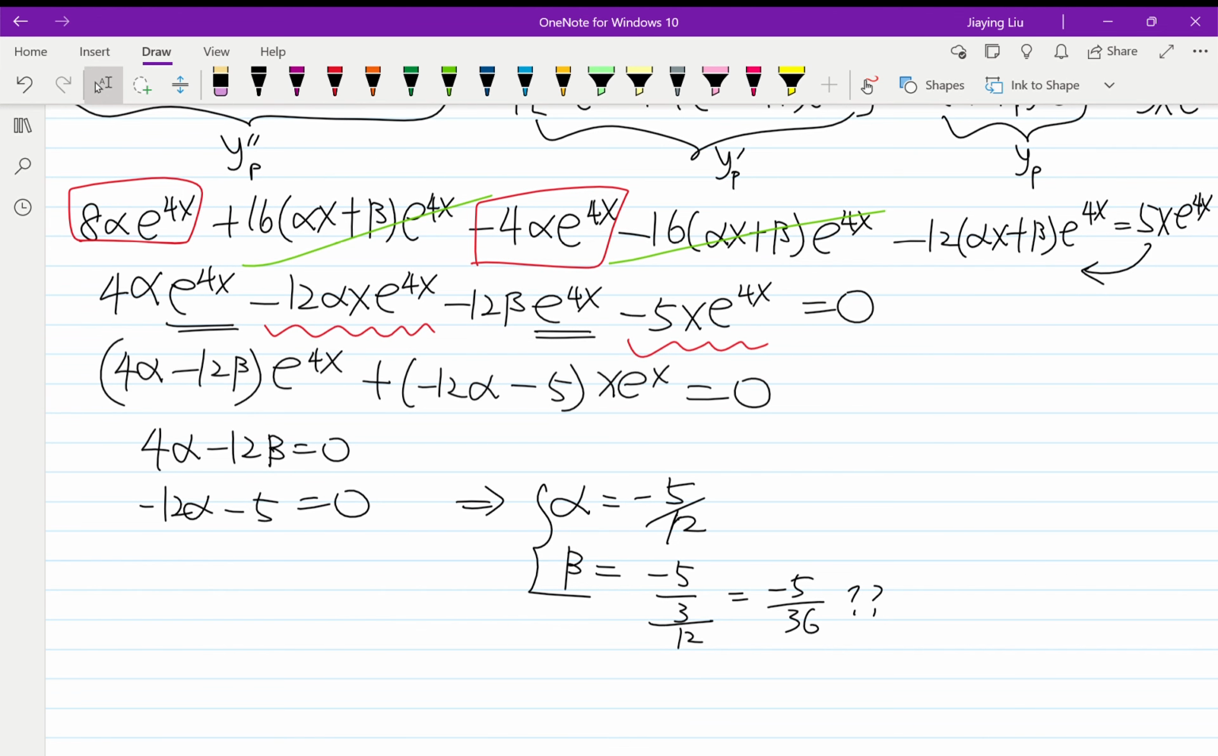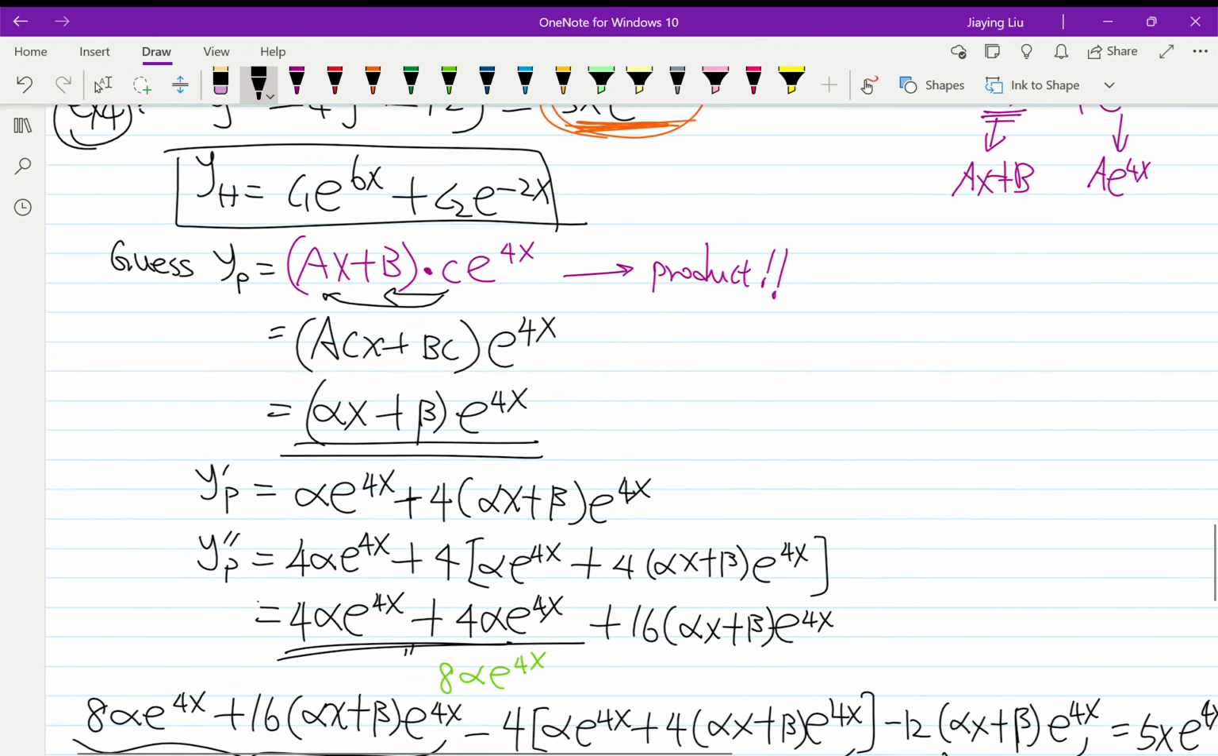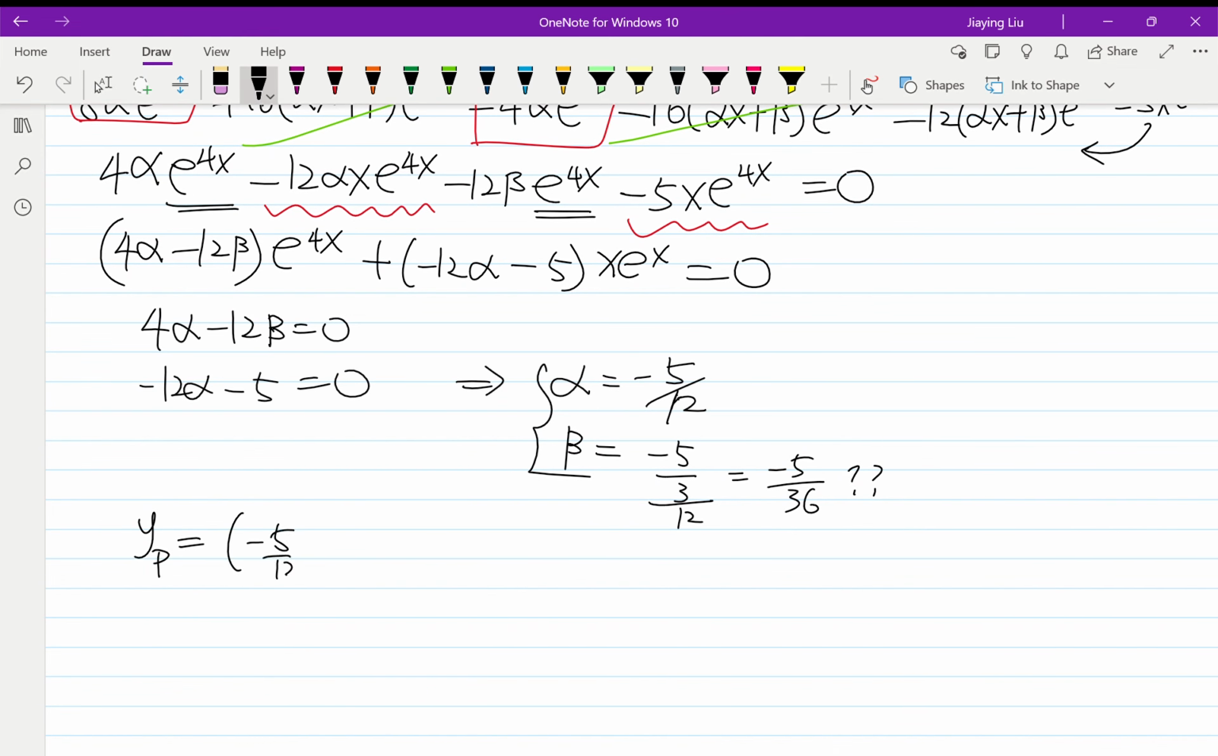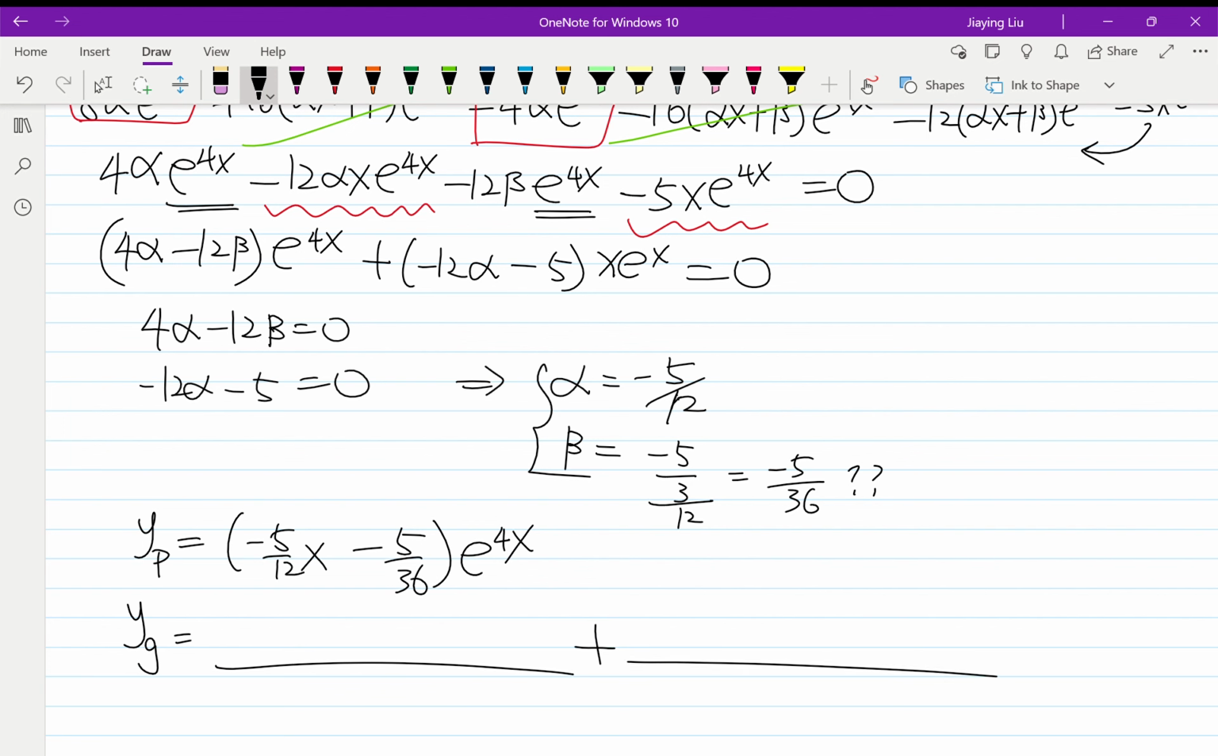So now we have alpha and beta. So what we do is we're just going to write down the particular solution. Remember that the particular solution at some point was in terms of alpha and beta, right? So if you look back, that's a particular solution. We don't need to find A, B, C. In fact, we can't find A, B, C. Just use alpha and beta at the end. So that's going to be negative 5 over 12 x minus 5 over 36 e to the 4x. That's a particular solution, and we can write down the general solution by adding the homogeneous to the particular. Questions?